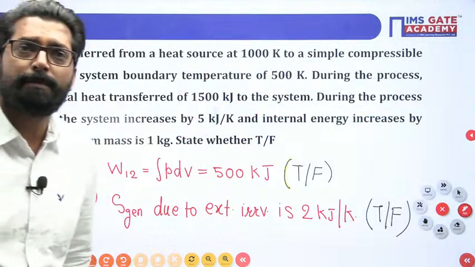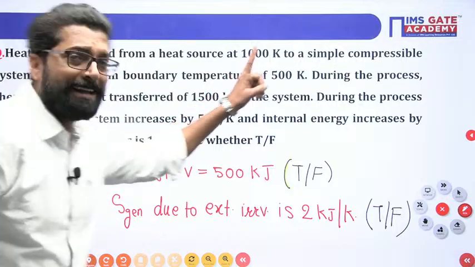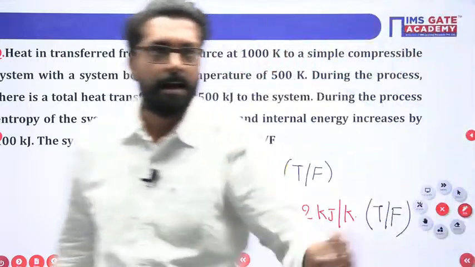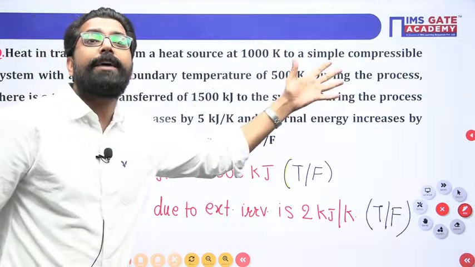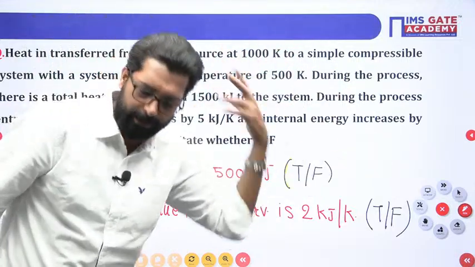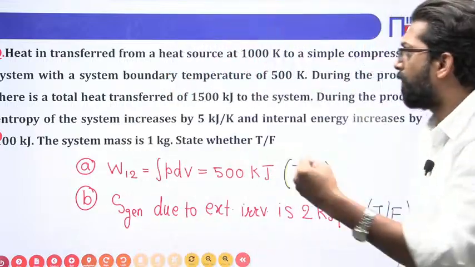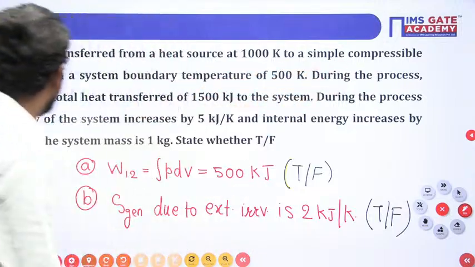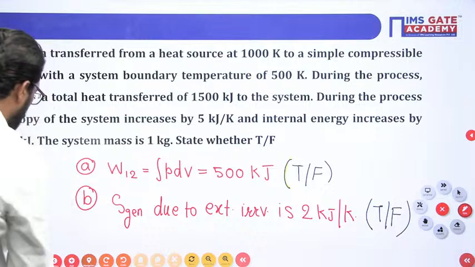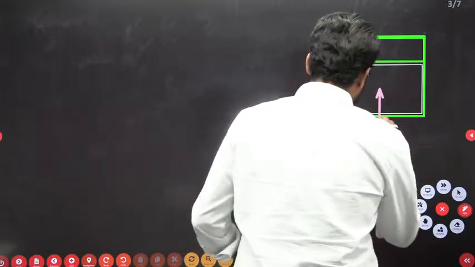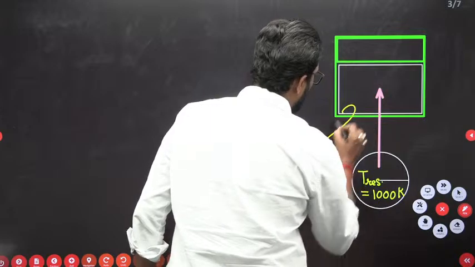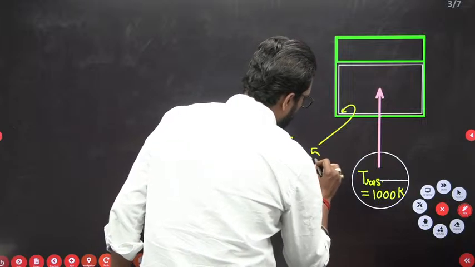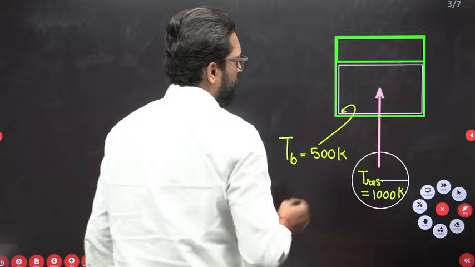First, what is a simple compressible system, beta? A simple compressible system is such a kind of system which has no effect of electrical, magnetic, or surface tension. That means at the surface of the system we cannot take into consideration any electrical, magnetic or surface tension effect. Such a system is known as a simple compressible system. No problem. With a system boundary temperature of 500, that means T of boundary is given as 500 Kelvin.